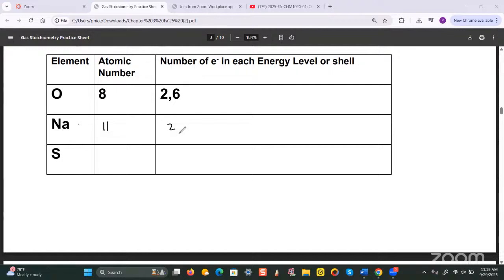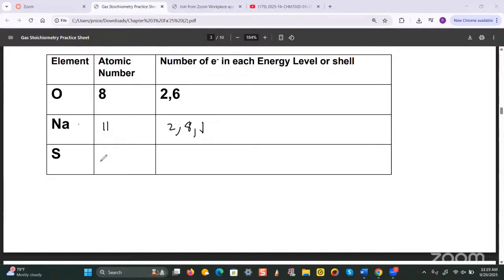Okay, so the first 2 electrons go into the first shell, and then what? How many electrons will go into the second shell? 8, exactly, because that's the maximum number of electrons that can go into the second shell, right? And then the next shell will contain what? 1, and that's it. So that's for sodium, all right?